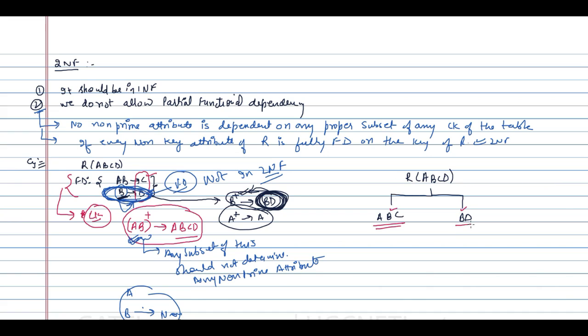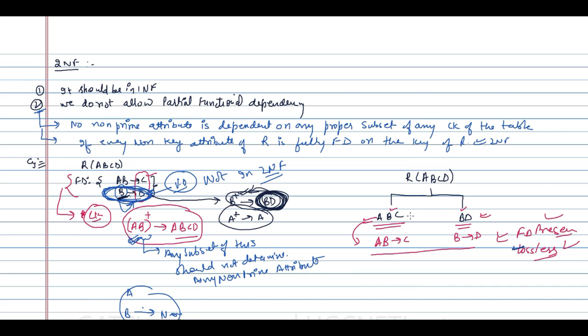Now we are getting two tables here. For one table, the functional dependency possible is AB determines C, and for the other table the functional dependency possible is B determines D. You can clearly see this decomposition is FD preserving, as well as lossless. In the case of 2NF, we'll always get a lossless, FD preserving decomposition.